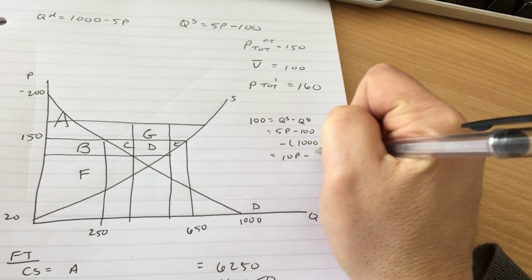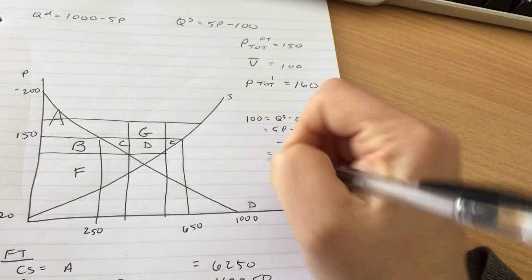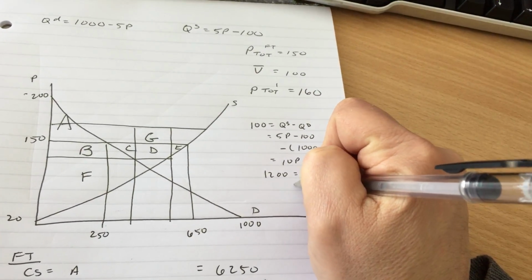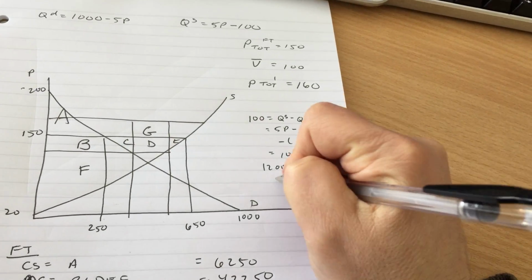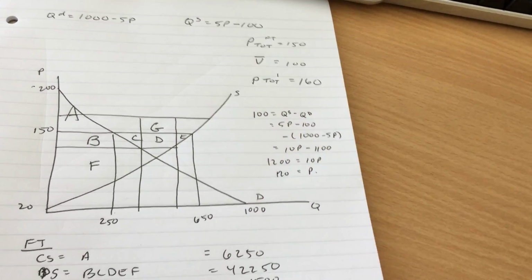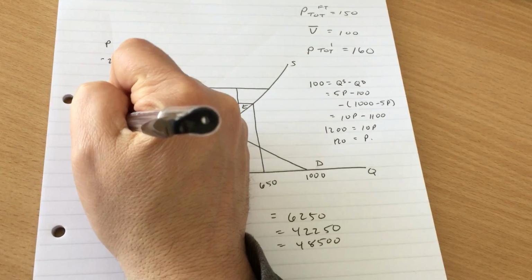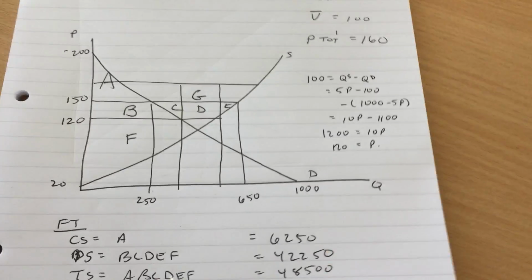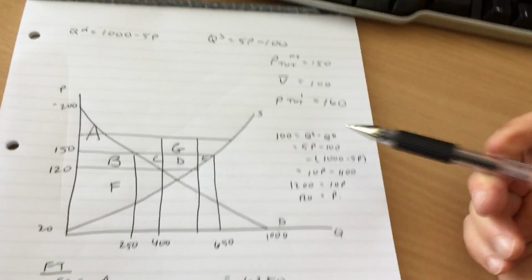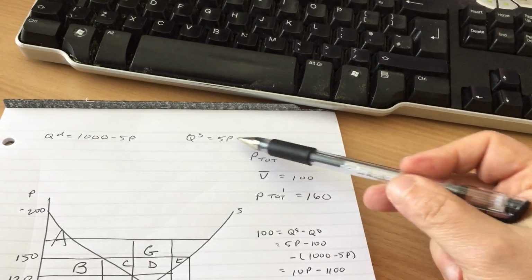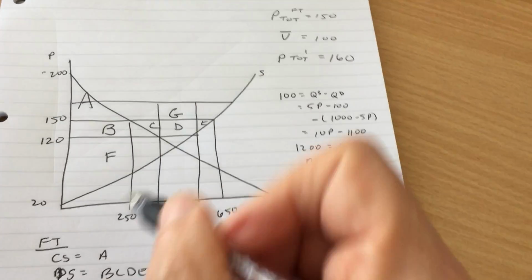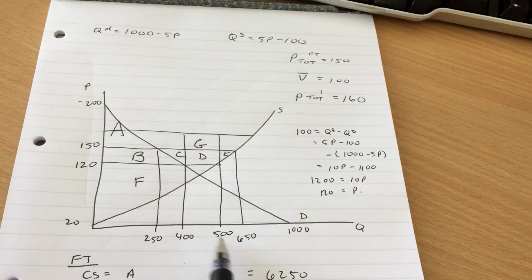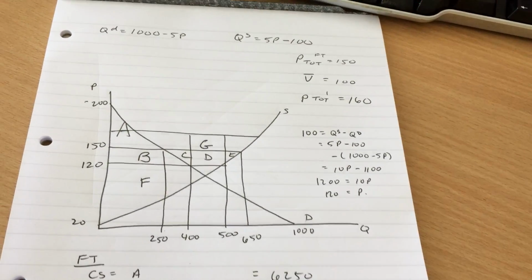So 10p minus 1,100 equals 100, so 1,200 is equal to 10p. So that means we're going to end up driving the price in our country down to 120. Now when we do that, how many are we going to buy? 120 into our demand curve, we're going to buy 400. How many are we going to produce? 120 times 5 minus 100. We're going to produce 500 of those. And so we did indeed limit our exports to 100 units.